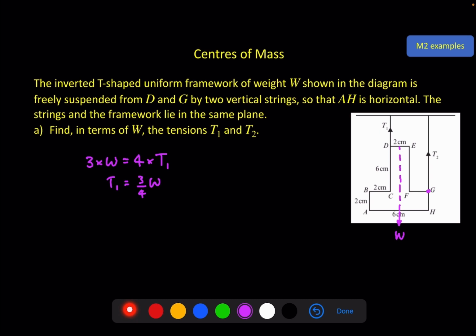To find T2, all we need to do now is resolve vertically, because this is the only downward vertical force, and these two must balance that, because it's obviously not falling or raising up, it's staying in equilibrium. So W must be equal to T1 plus T2.